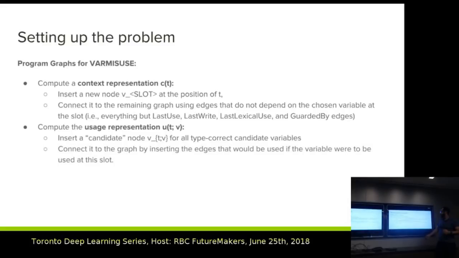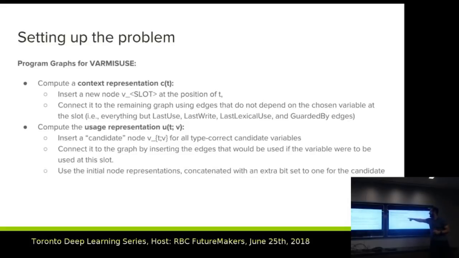And so what they're essentially doing here is that with this, they're learning a representation that is representative of the context. So independent of what that variable is, what is the context around it? And with this one, what they're learning is, if I wanted to use a certain variable, what is the representation of the usage of that variable?